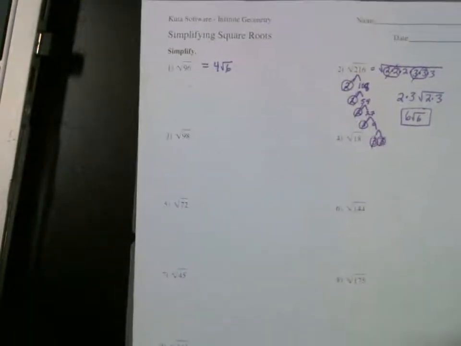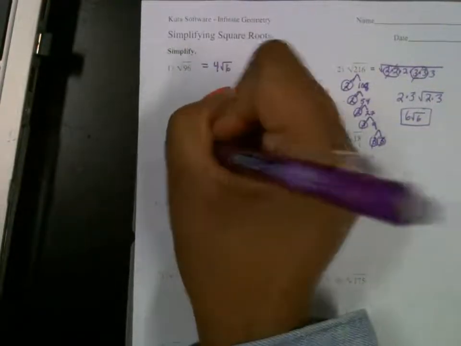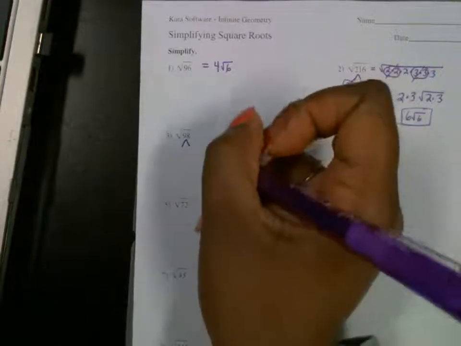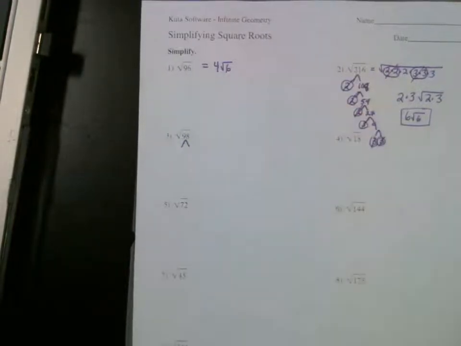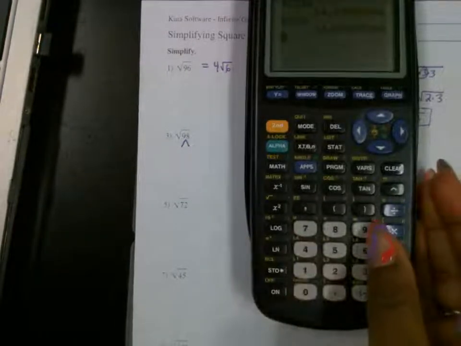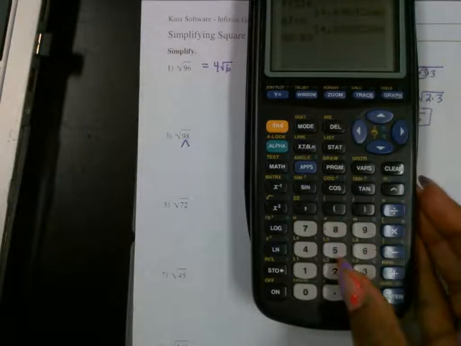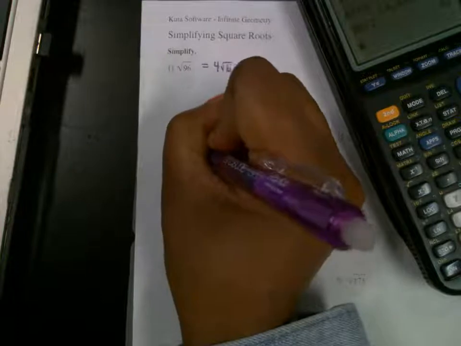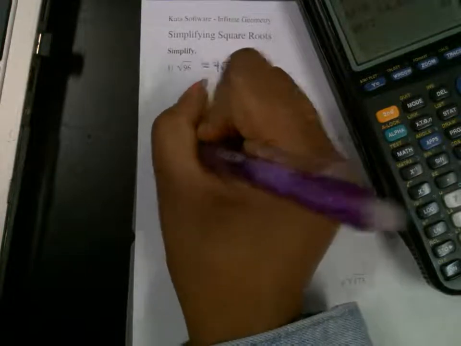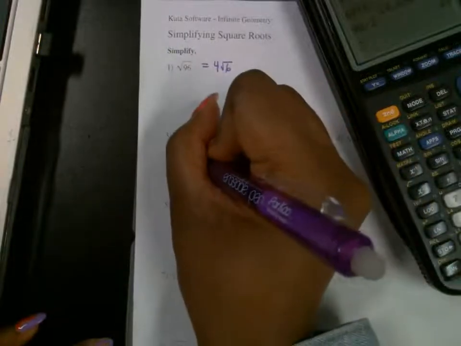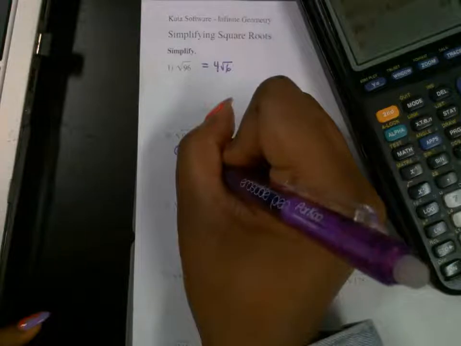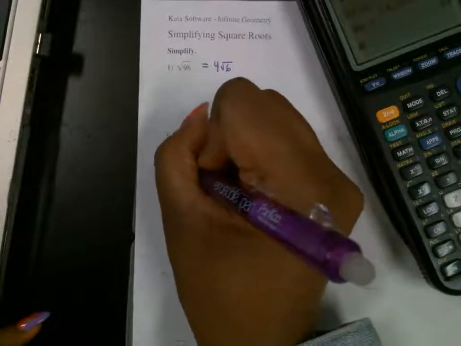98. What two numbers can be multiplied to give me 98? It's an even number, so divide by 2. 2 and 49. Very good. So we got 2 times 49. Circle 2 because it's prime. What about 49? What two numbers will give you 49? 7 times what? 7. Circle 7.